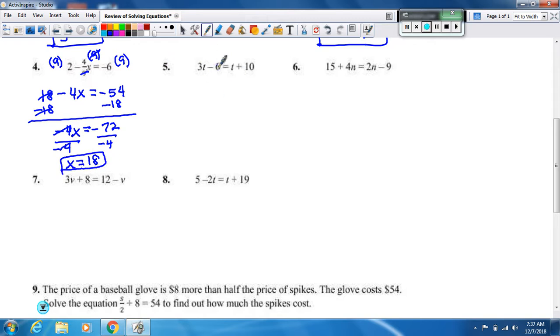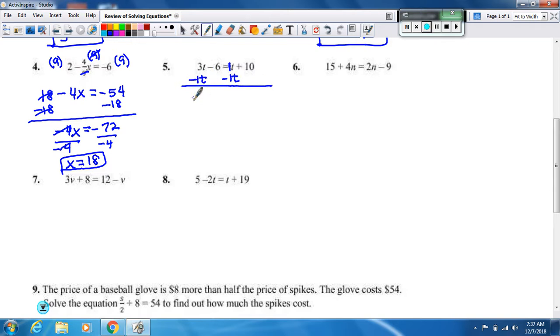Okay, if a variable doesn't have a number in front, it's assumed to be a 1, so this is a 1t. Now I have to get my variables together, so I've got to move one of these. I'm going to move the smallest one. You do move things by doing the opposite. So the opposite of positive 1t is negative 1t. So I'm going to subtract 1t from both sides.